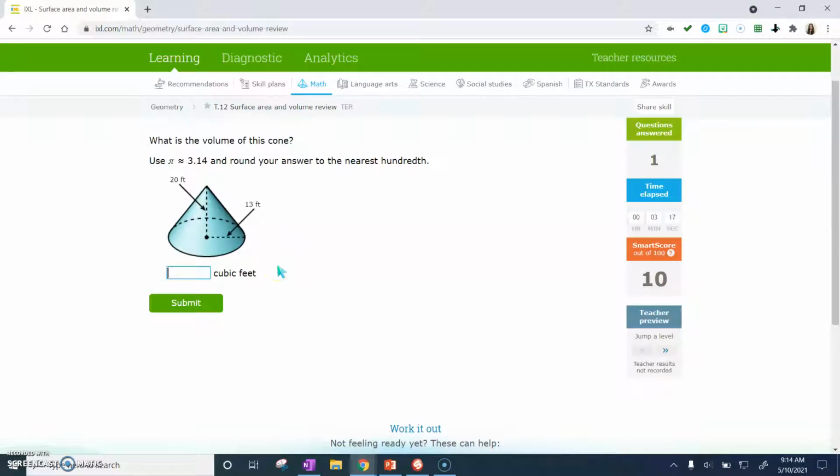So the first thing I need to do is look at my formula sheet and figure out the volume formula. I'll take that formula and I'll write it down and I'll plug in what I know. The height is going to be 20. The radius is 13. So volume is equal to pi r squared h. So I'm just going to plug in this information. I'll share my screen in just a second, but let me write this down.